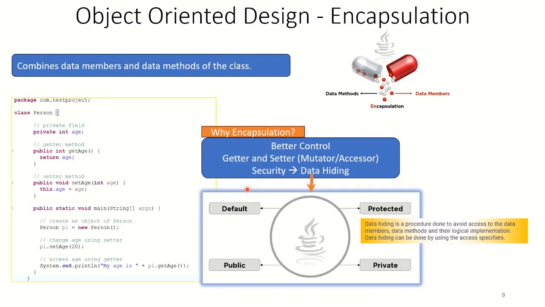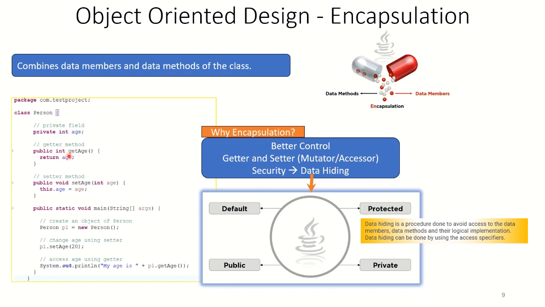In the next 4 slides, I will be going through 4 pillars of object-oriented design. The first one is encapsulation. Now the encapsulation combines data members and methods of a class. In the code snippet, you can see a person class with a data member called age and two methods, getAge and setAge, to retrieve and set the age.